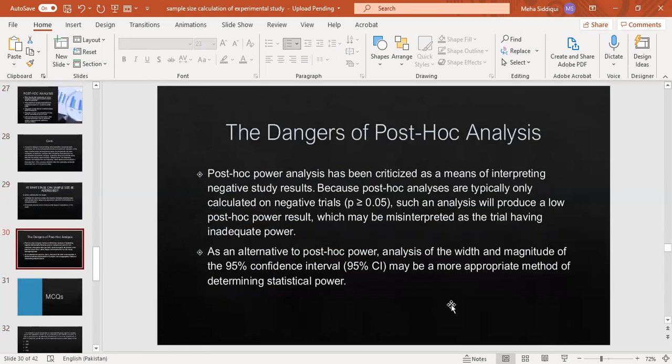The dangers of post hoc analysis. Post hoc power analysis has been criticized as a means of interpreting negative study results because post hoc analyses are typically only calculated on negative trials. Such an analysis will produce a low post hoc power result, which may be misinterpreted as the trial having inadequate power. As an alternative to post hoc power, analysis of the width and magnitude of the 95% confidence interval may be a more appropriate method of determining statistical power.